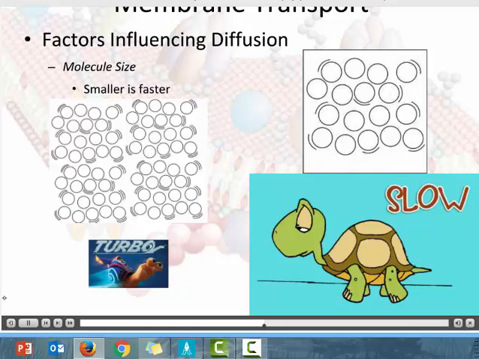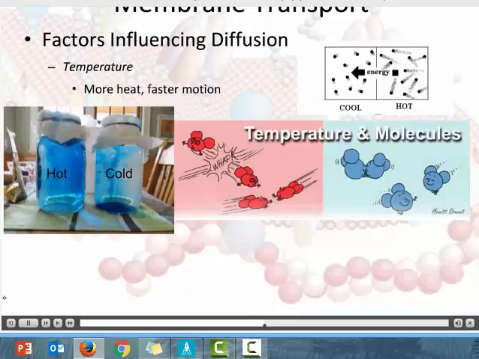So small molecules move faster than large molecules. Next, we have temperature. Temperature is actually the measure of motion in molecules. The higher the temperature, that means you have more motion. So more motion is going to lead to faster diffusion because our solutes are going to spread out throughout the entire mixture faster as they are moving faster. So lower temperatures, less movement, slower diffusion.